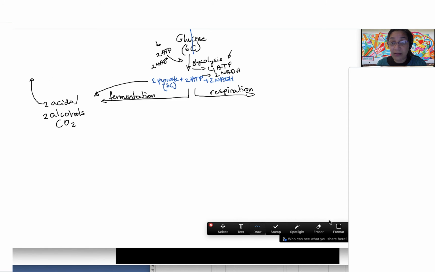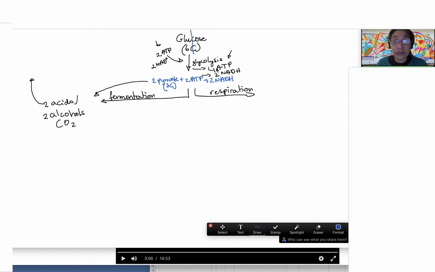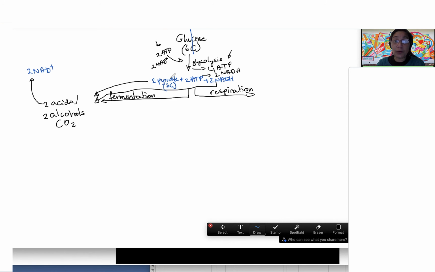Okay. And what happens is those 2 pyruvate then end up in 2 acids or 2 alcohols. And interestingly, the 2 NADH is going to be made back into NAD+. So let me take this NADH here. It's also going to go, right? So we take the end products of glycolysis, the pyruvate and the NADH. The pyruvate is going to be converted to either acids and alcohols. The NADH is going to be cycled back to NAD+. Okay? The NAD+ now can go back to glycolysis and do that whole thing again. See that? Right, because we need it.